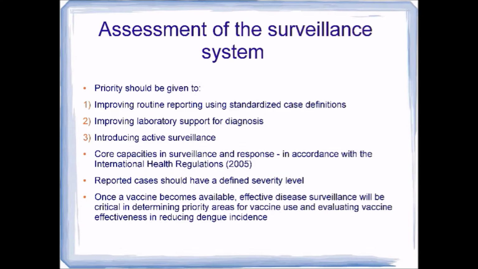This may mean that core capacities in surveillance and response need to be developed in accordance with the international health regulations. Reporting of dengue should be consistent both within and between countries, and reported cases should have a defined severity level. Once a vaccine becomes available, effective disease surveillance will be critical in determining priority areas for vaccine use, and evaluating vaccine effectiveness in reducing dengue incidence.